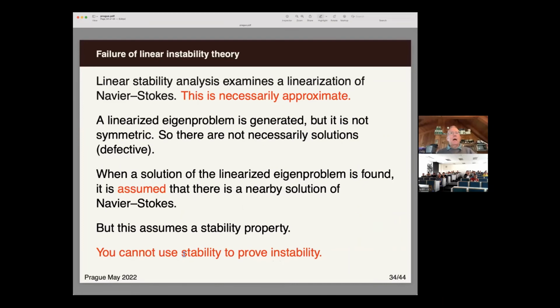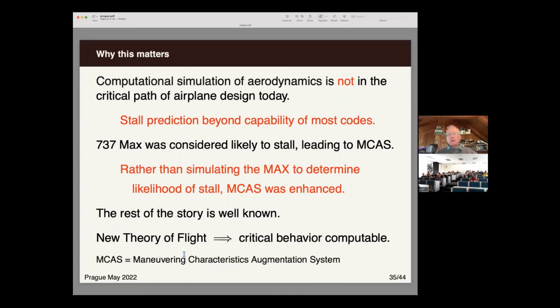Okay, there's a lot you can say about the linear instability theory, but maybe I'll skip that in the interest of time and just go back to questions about why this matters. Okay. Well, as I said, computational simulation in aerodynamics is not in the critical path of airplane design today. Stall prediction is beyond the capability of most codes.